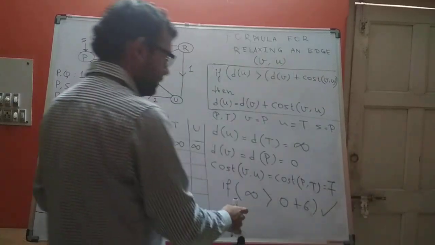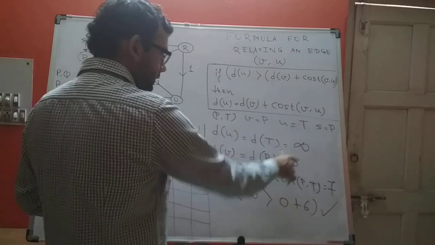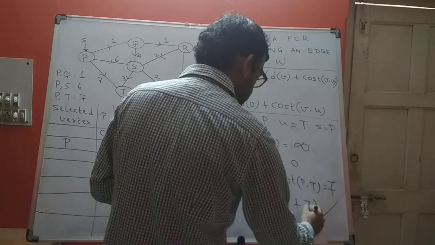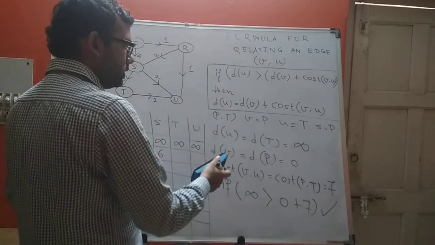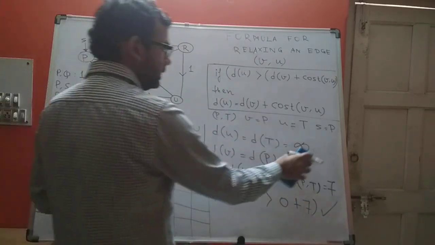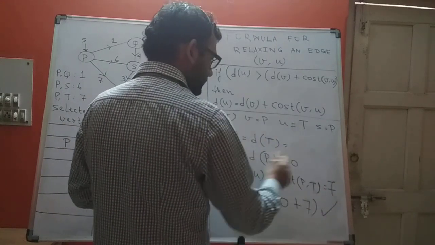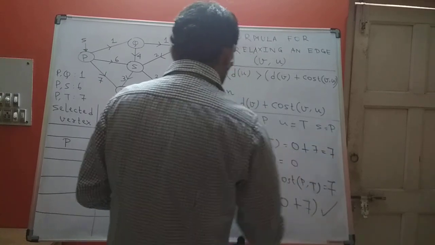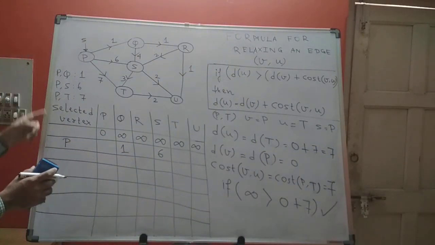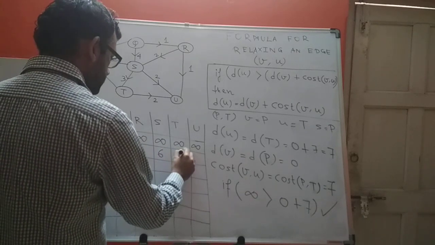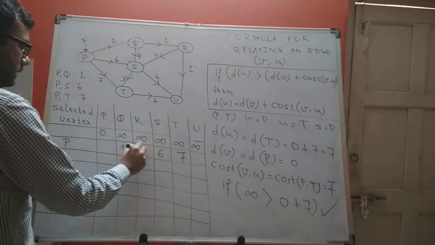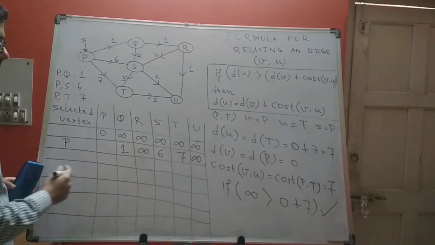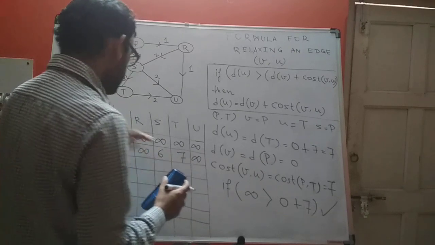Now I'll check the condition. What is du? du is infinity. Is it greater than 0 plus 7? Yes, it is. The condition is satisfied. So what will I do? I'll update my du as dv. dv is 0 plus my cost, which is 7. So now the distance from p to t becomes 7, right? So the distance to the remaining vertices remains the same.